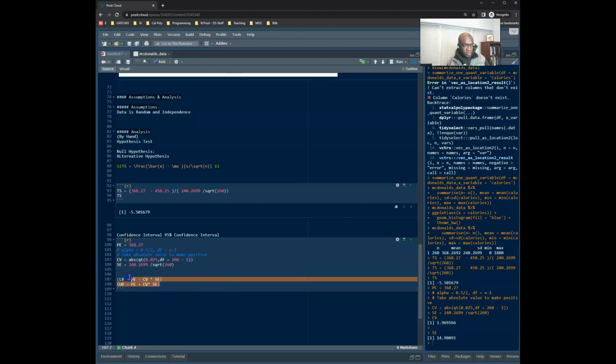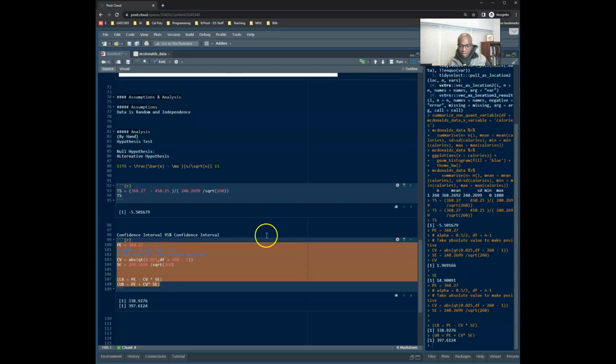14.9. Okay, and so when I run all this, I'm going to get my lower bound and upper bound: 338.9276 and 397.612. I know we didn't finish the conclusion regarding the hypothesis test, but we'll see. You'll see why in a moment.